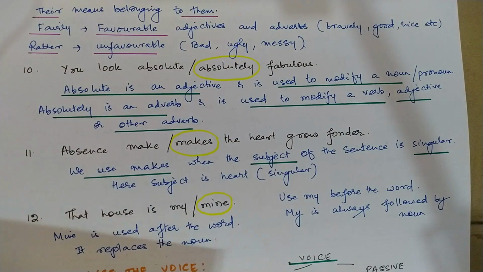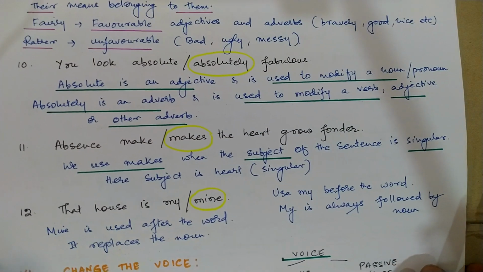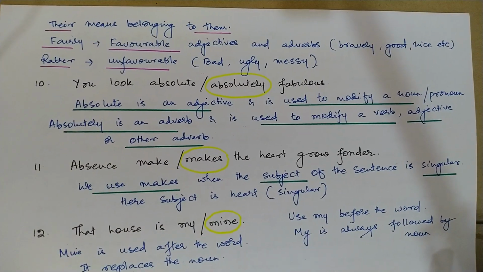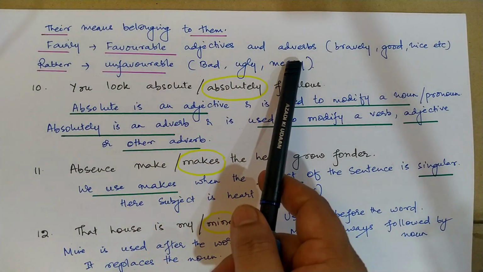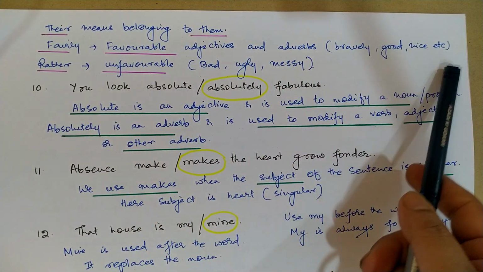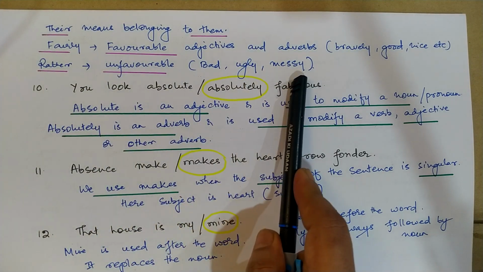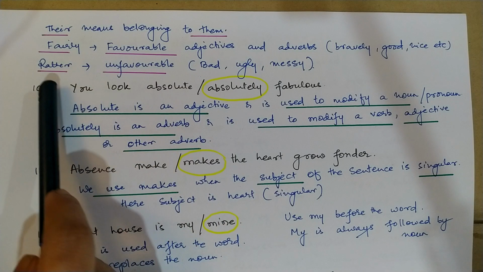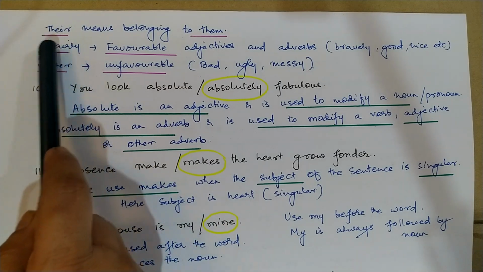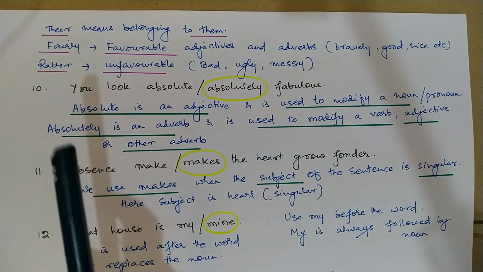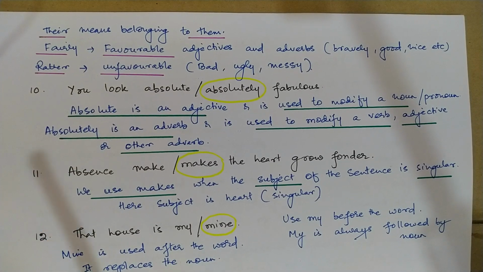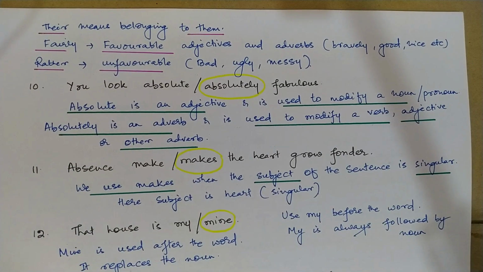Now let us see whether it will be fairly or rather. Fairly means favorable adjectives and adverbs like bravely, good, nice, etc. Whereas rather means unfavorable, bad, ugly, messy. So their room is messy, therefore we have to use rather. Their room is, not fairly, rather messy is the answer.